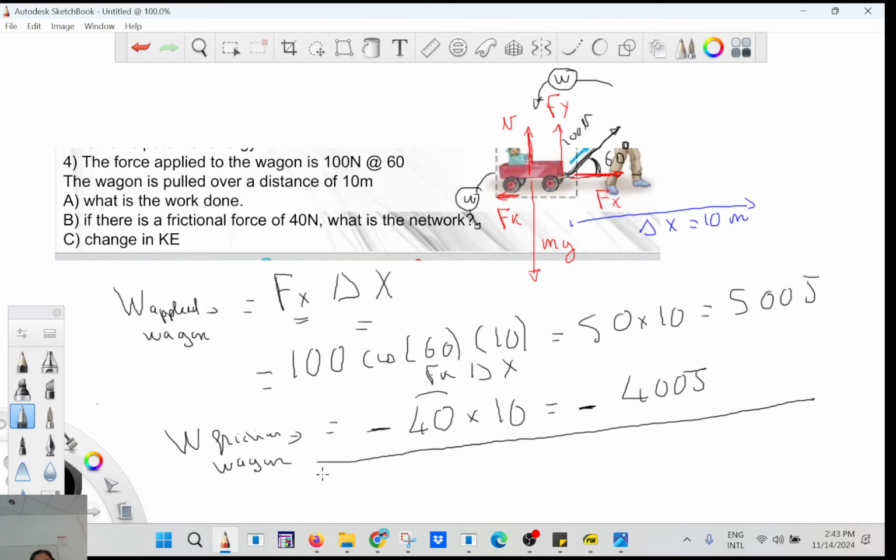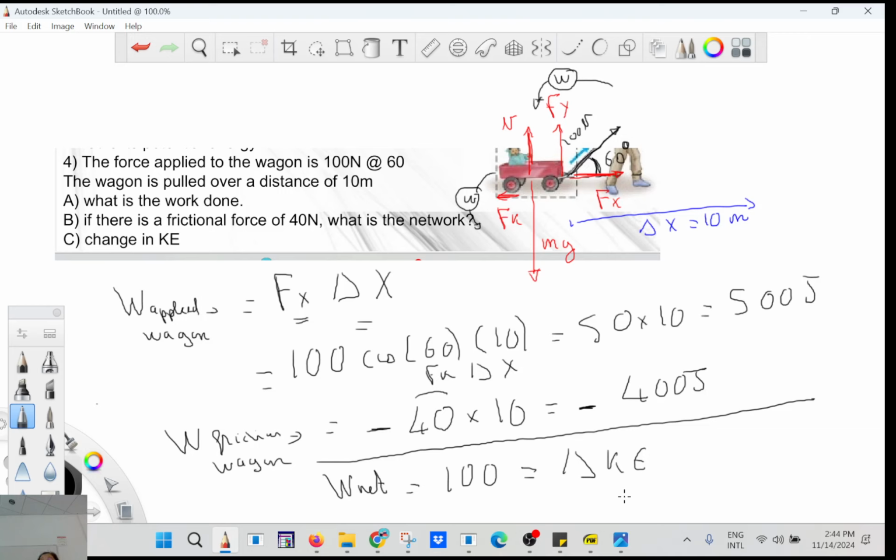So anyway, now I need to find the net work. Yes, so one way to do it is just to add each individual work. So 500 minus 400 will be 100, which is equal to the change in kinetic energy. Okay, see, easy.